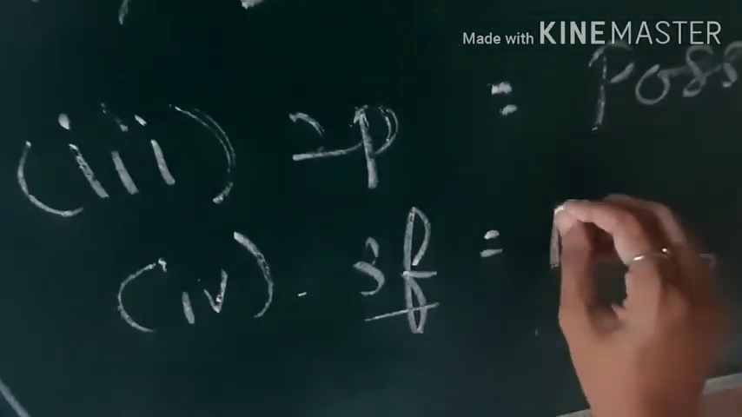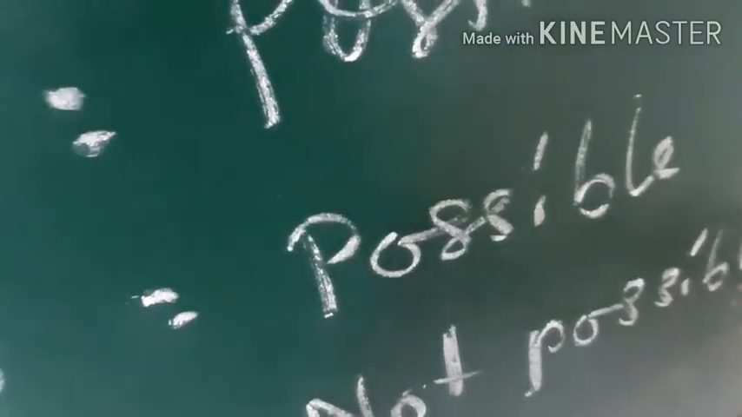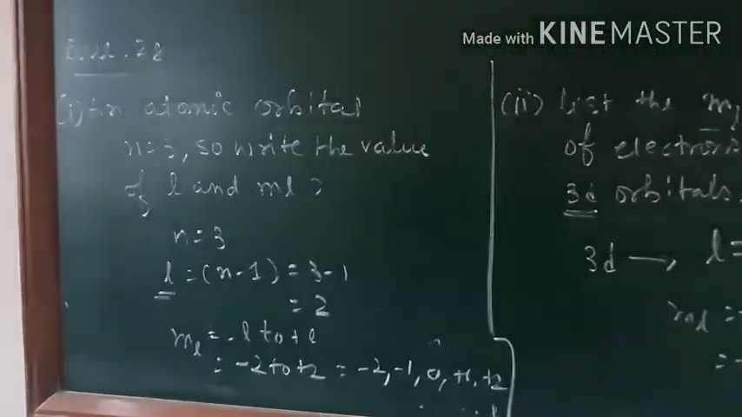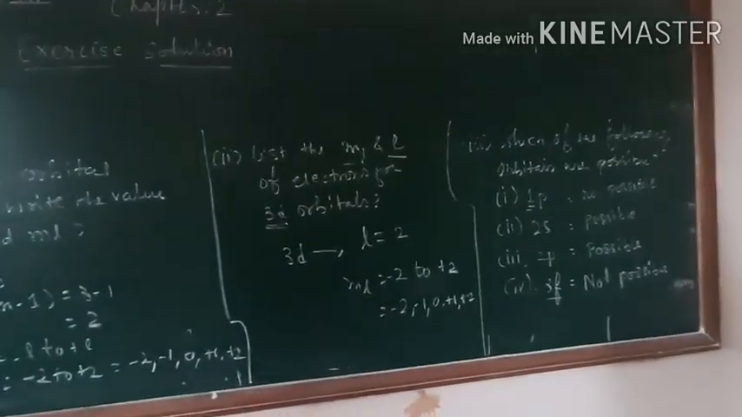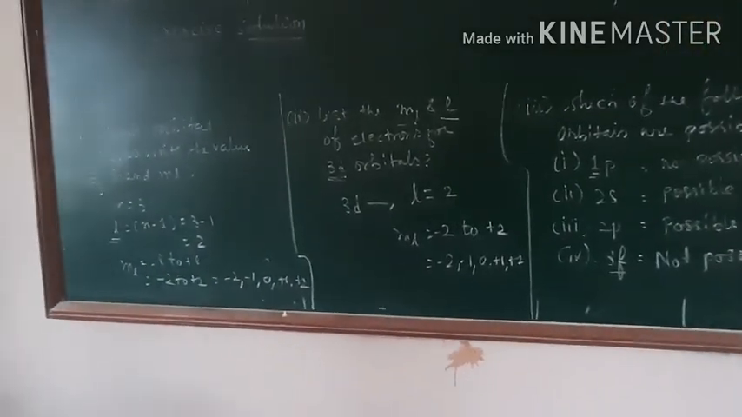Again, 3f is not possible, orbital. So this is the particular subpart which we have solved. You can just see, have a look on this. Very first we have done already, second also, and third which we have to write: which one is possible or which one is not possible, children. So you can just copy this particular question.